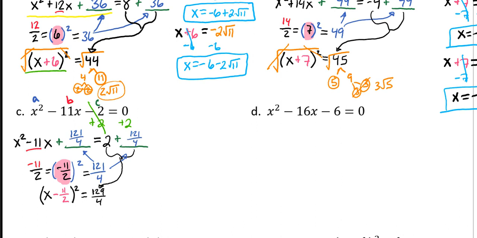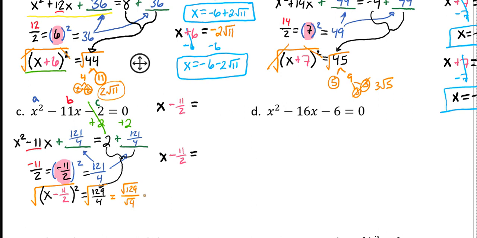So we'll take the square root of each side, which is going to give us an x minus 11 over 2 equals, and another x minus 11 over 2 equals. And then we're going to need to simplify our radical 129 over 4. So remember that we can split this apart. The square root of 129 over the square root of 4, which is the square root of 129 over 2.